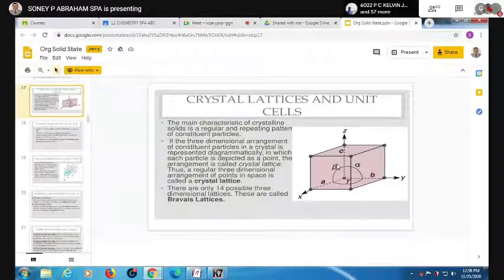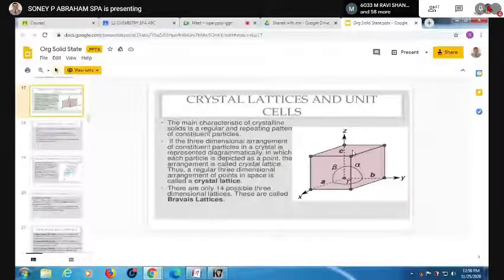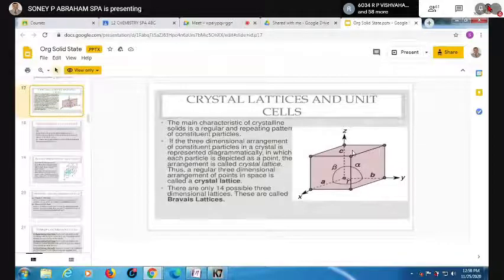Now, if you have particles at all the corners and at the center of all the faces, how many faces are there in this structure? Six faces. So if you have particles at the corners as well as at the center of each of the faces, then we call it a face-centered unit cell.